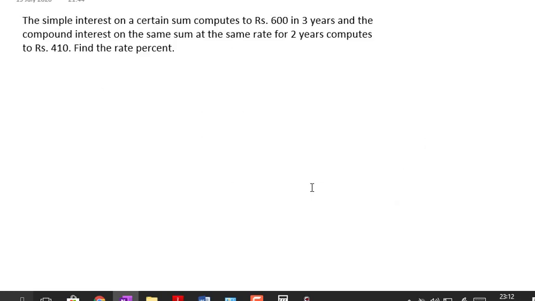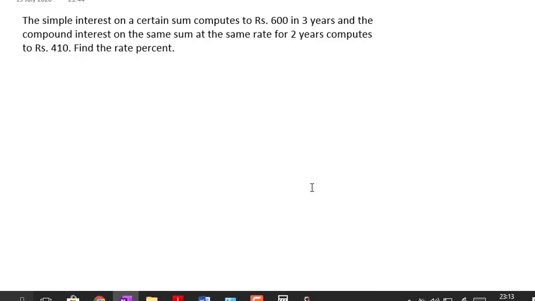Now let us see the next problem. The simple interest on a certain sum computes to rupees 600 in 3 years, and the compound interest on the same sum at the same rate for 2 years computes to rupees 410. Find the rate percent. The simple interest on a certain sum, that means P we don't know.